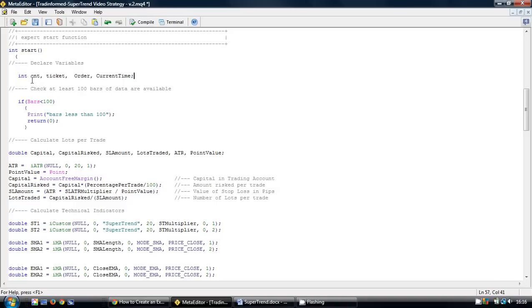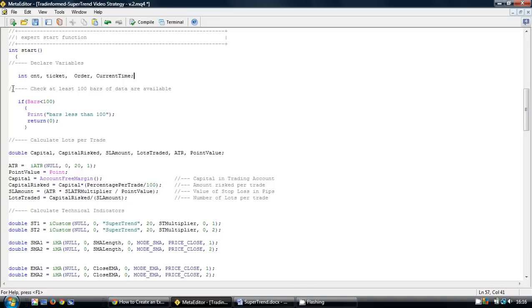This we're going to use at a later stage to count from 0 to 1 to 2. The ticket is going to be referring to our trade ticket. The order we are going to use for opening long and short trades, and current time we're going to use to identify what the time is, so that the expert advisor knows when it is and when it isn't allowed to open trades.